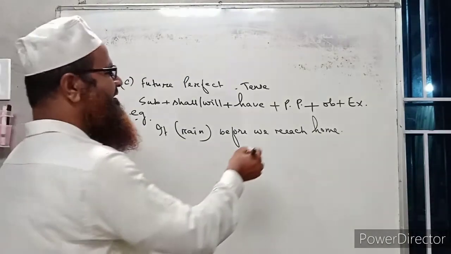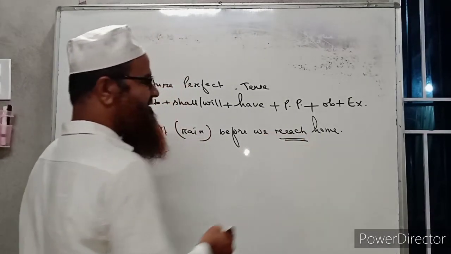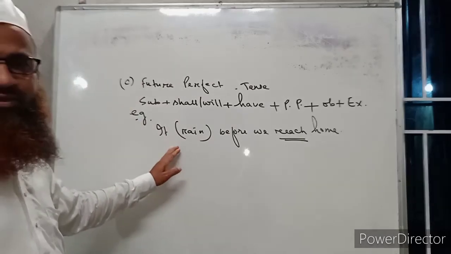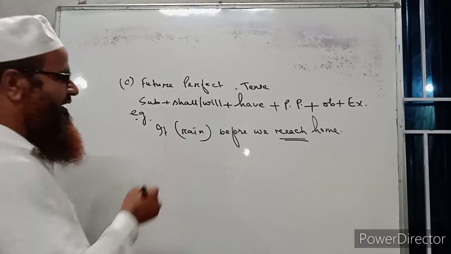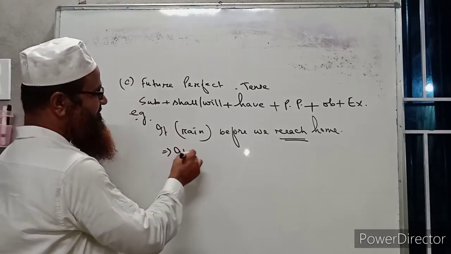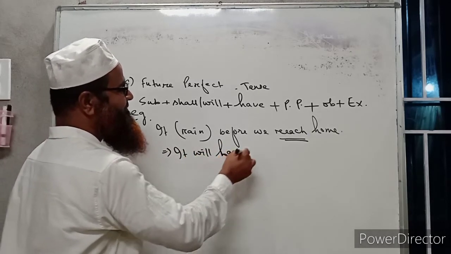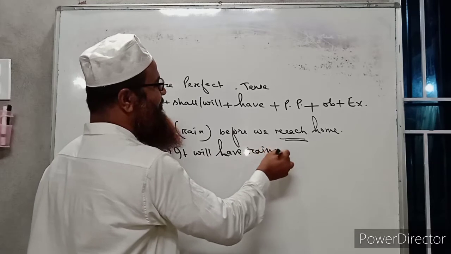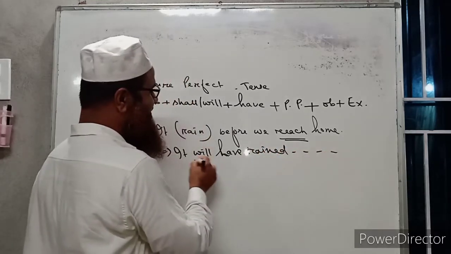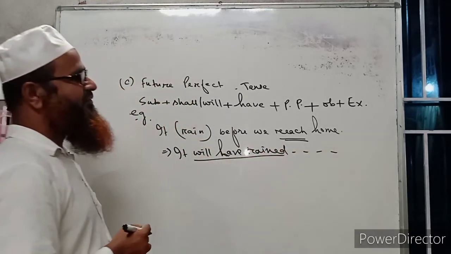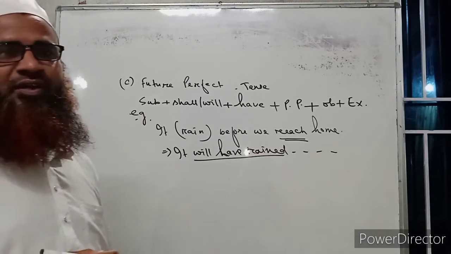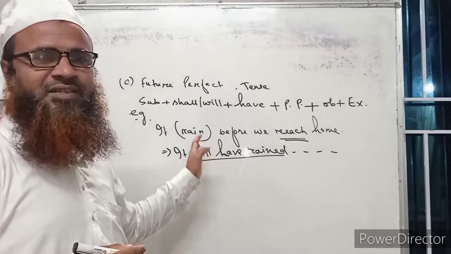So we have to see that it is in present tense, so present indefinite. Then we have to use the future perfect tense here. It will have rained before we reach home. So this will be the correct form of this sentence.